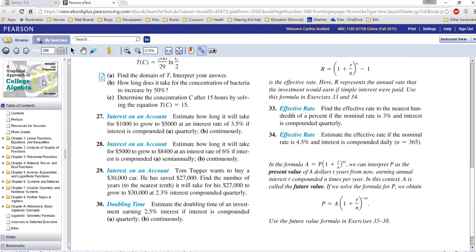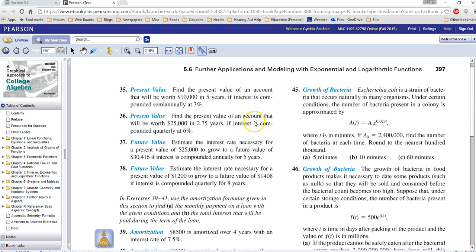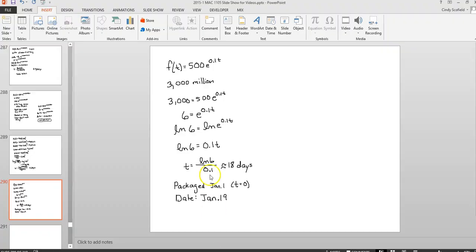All right, so what we're going to do is tackle this question, number 36. You got $25,000 will be the future value. T is 2.75 years. It's compounded quarterly, so N is 4, because 4 times per year. And R is 6% or 0.06.